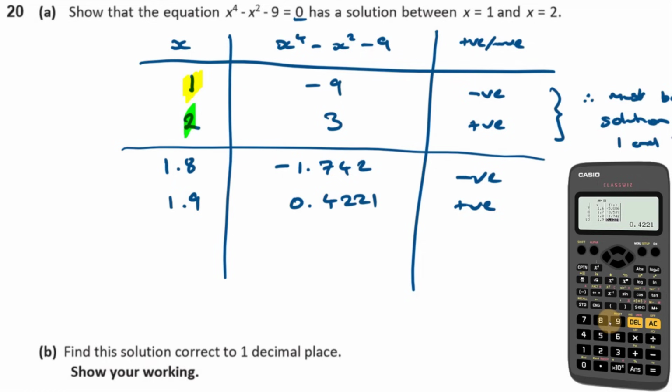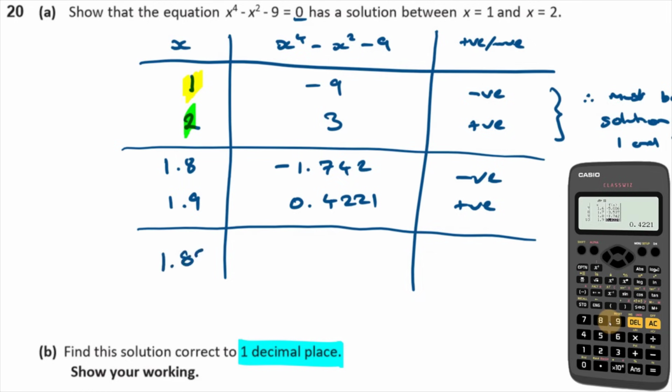Now we need to give this answer correct to 1 decimal place. So one of those two answers is going to be our answer. It's going to be somewhere in between, but we're rounding off. So it's whether we round down to 1.8 or round up to 1.9. The way to do that is to test the midpoint of those two values. We really need to know what 1.85 is, halfway between. If 1.85 is negative, it means my solution must be nearer to 1.9. If 1.85 is positive, it means my solution must be closer to 1.8.